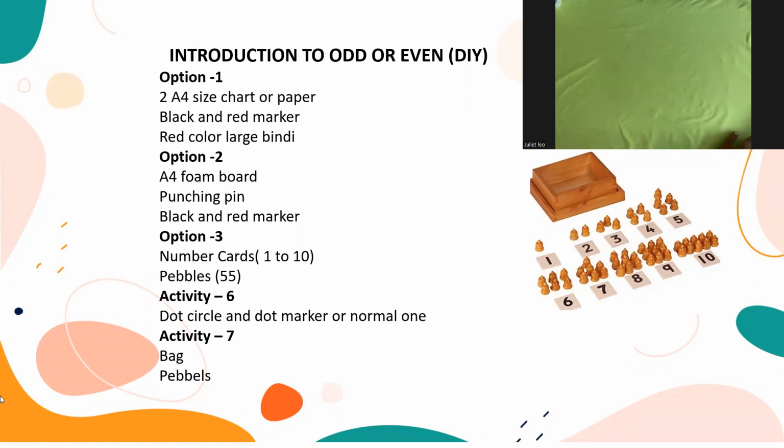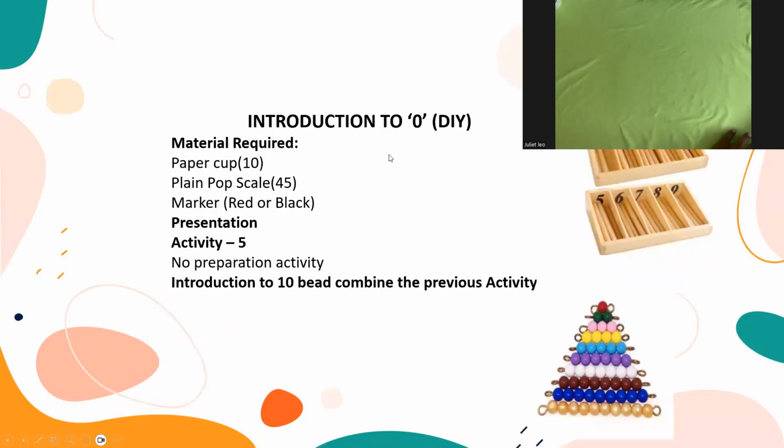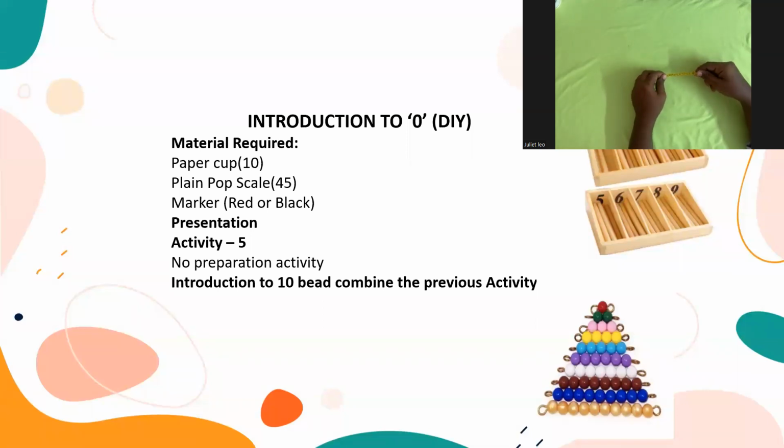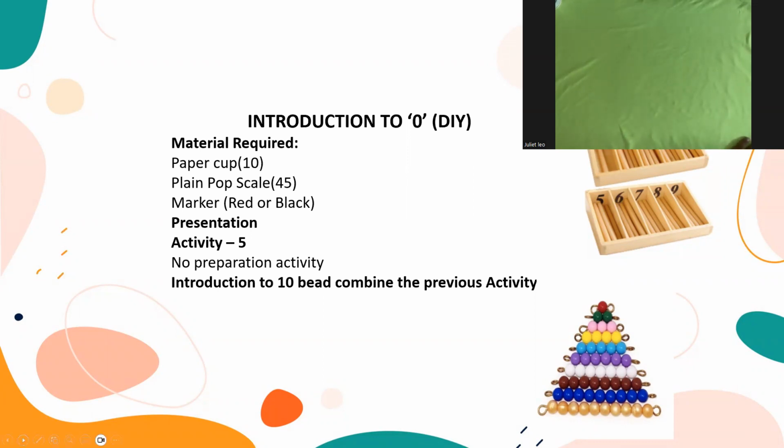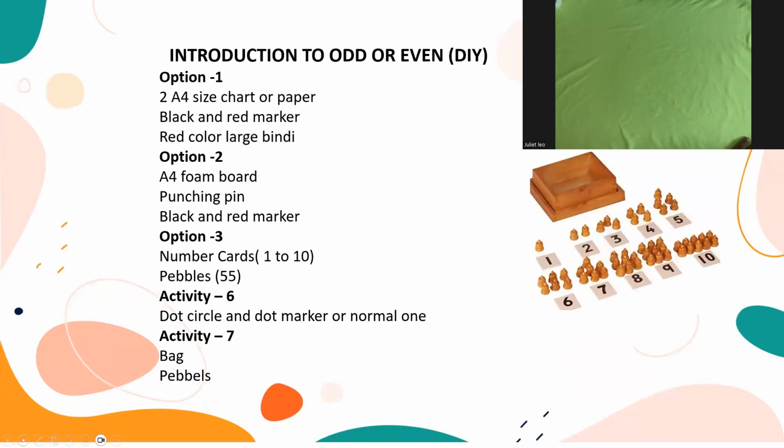Once the previous activity, the introduction to zero, is over, you can introduce the number 10 also. The number 10 bead: 1, 2, 3, 4, 5, 6, 7, 8, 9, 10. This bead also we may use with our child, repeating the same kind of previous activity. We repeat using this 10 bead, arrange it in the same way, and use it to match the numbers likewise. Then we may go to the odd or even concept.